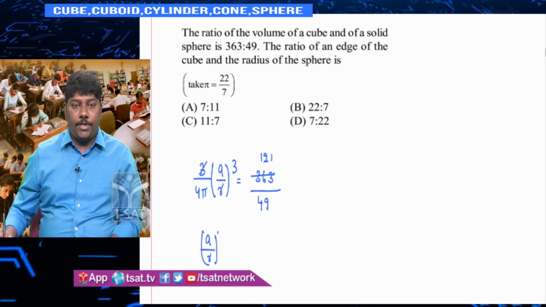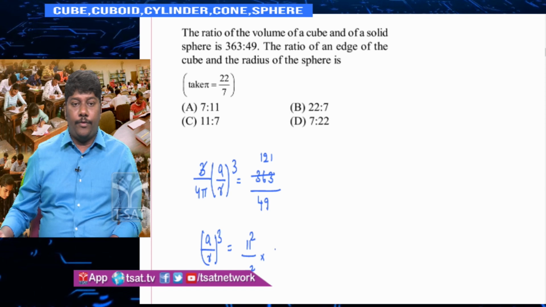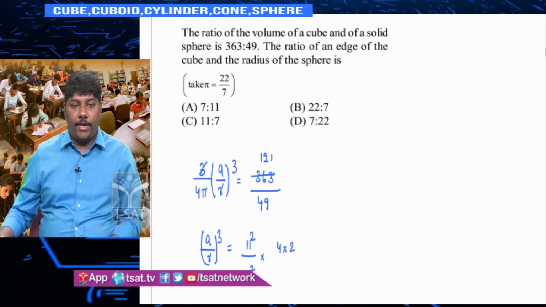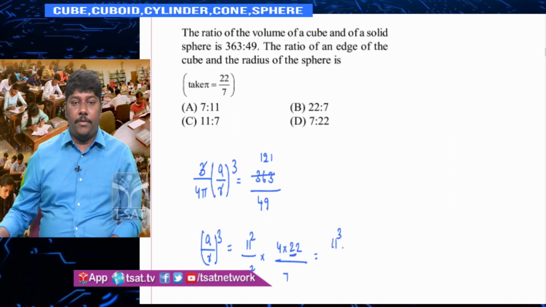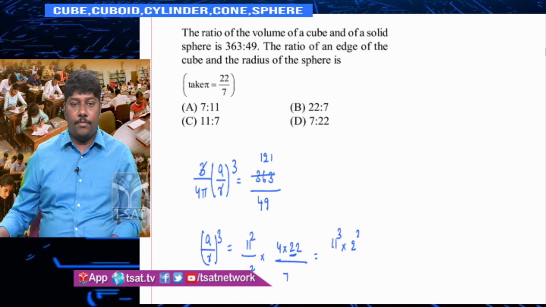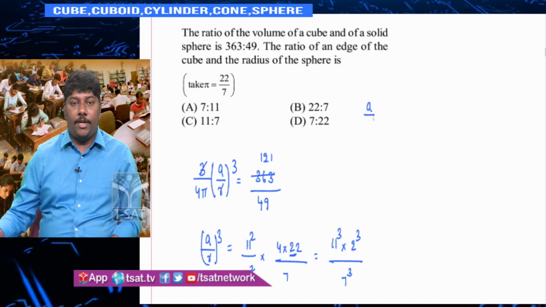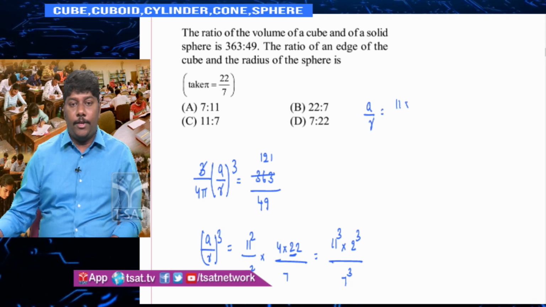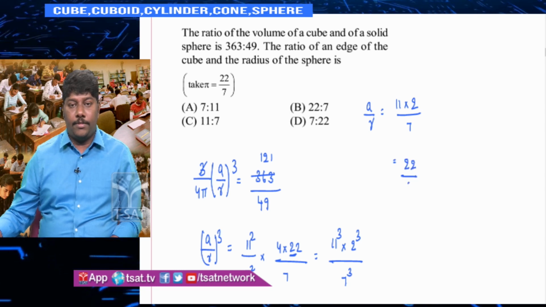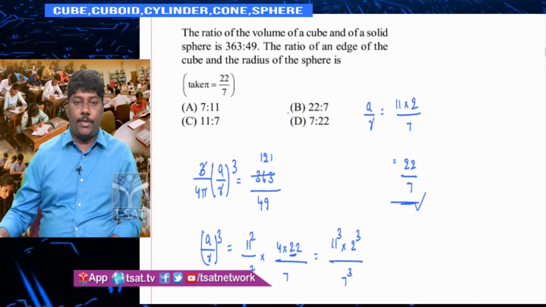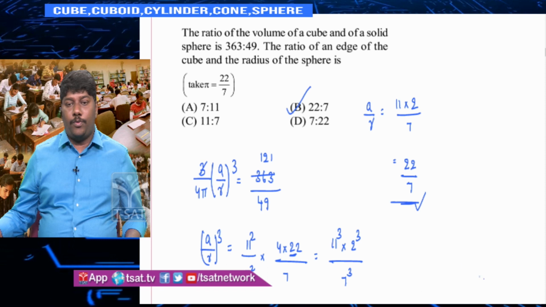A by R whole cube is equal to, this is 11 square, this is 7 square into 4 pi, 4 into 22 by 7. Here 11 cube, 2 will be left out. The 2 into 4 is 2 cube because it is 8 by 7 cube. Therefore, the ratio A by R becomes, cube you eliminate it, 11 into 2 by 7. So it is 22 by 7, or else 22 is to 7. So the answer is 22 is to 7, actually pi is to 1.